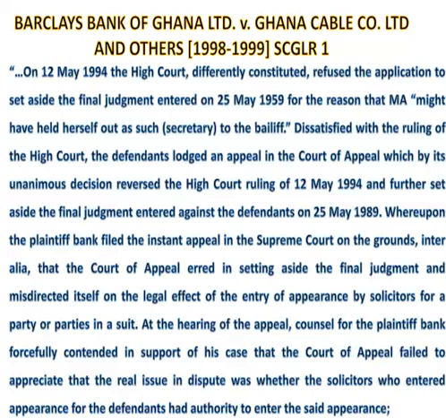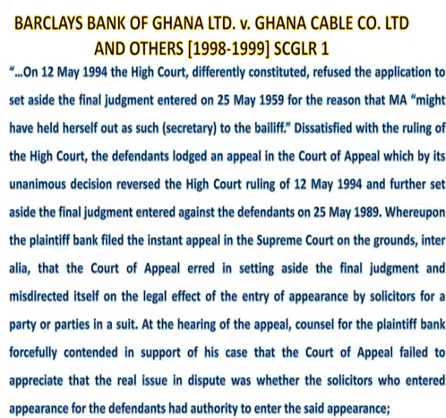Dissatisfied with the ruling of the High Court, the defendant appealed to the Court of Appeal, which by its unanimous decision reversed the High Court's ruling on 12 May 1994 and set aside the final judgment entered against the defendants on 25th of May 1989. Whereupon the plaintiff bank filed the instant appeal to the Supreme Court on grounds that the Court of Appeal erred in setting aside the final judgment and misdirected itself on the legal effects of the entry of appearance by solicitors or parties in the suit.